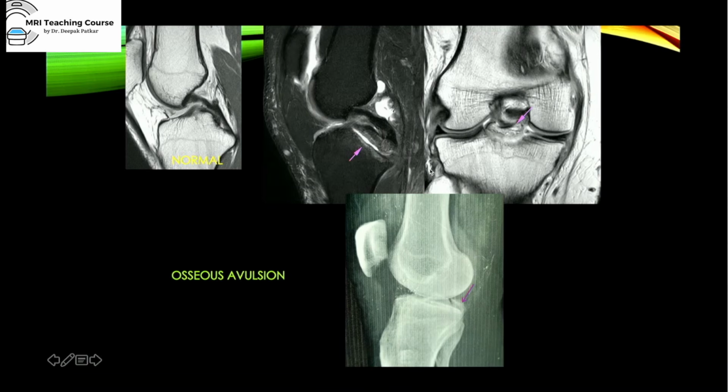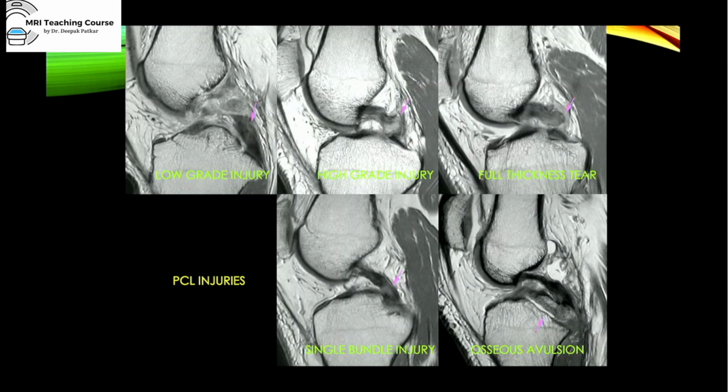axial images. And lastly, you have the osseous avulsion fracture. So again, you need to give the size, you need to give how much is the superior subluxation. More than 6 millimeters is usually when they want to fix it back. Okay. This is a whole spectrum.